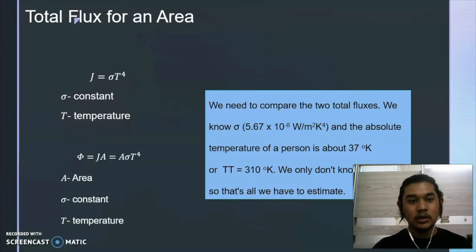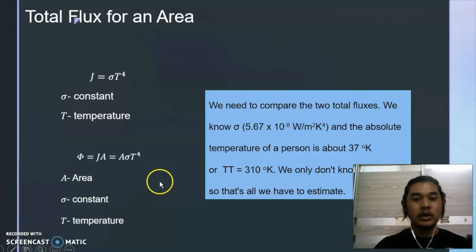Next, we need to compare the total of the two fluxes. First, we calculate the energy loss flux per unit area, which is J equal to sigma T to the power of 4, where the constant is 5.67 times 10 to the power of negative 8, and the temperature is about 37 Kelvin.